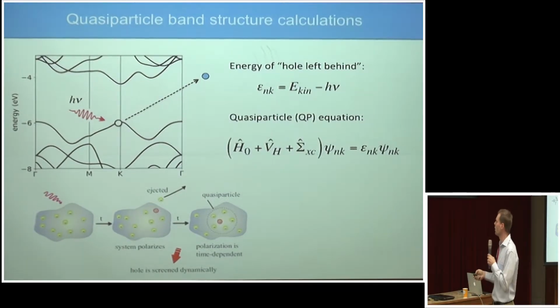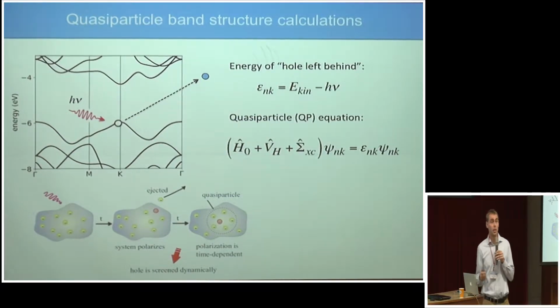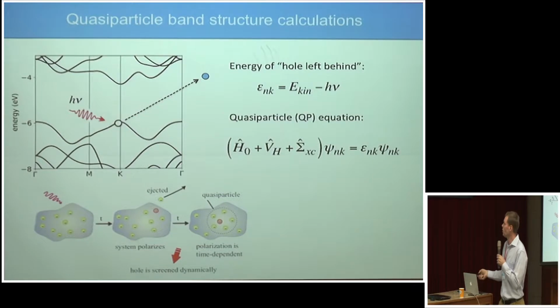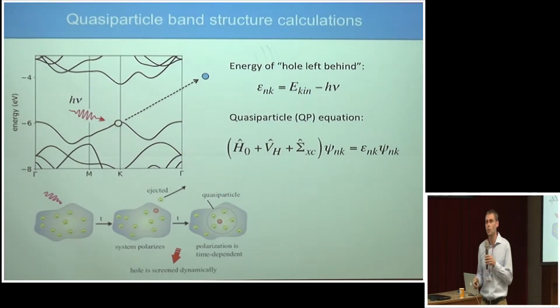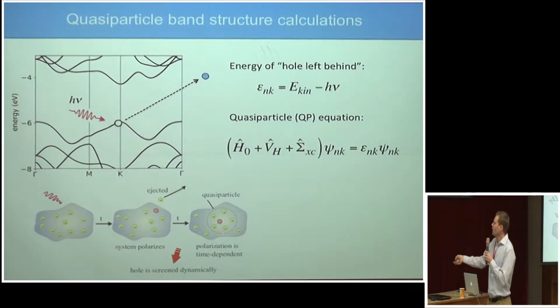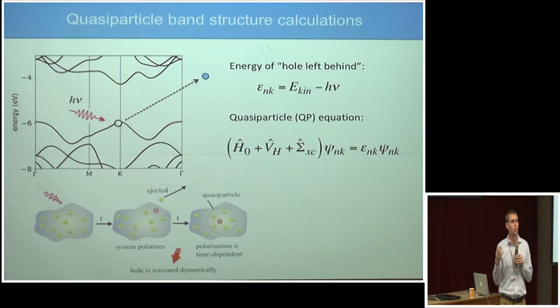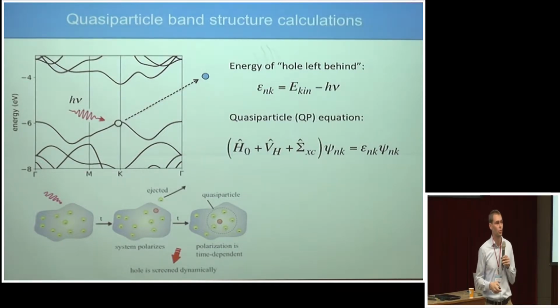So the way we calculate the quasi-particle energies is by solving the quasi-particle equation, which is the non-interacting part of the Hamiltonian, the Hartree potential, and then this exchange correlation self-energy. In DFT, we approximate this by a local exchange correlation potential, but the problem with this approach is that it does not capture the formation of the quasi-particle. So the screening here, which is essential in order to get good quasi-particle energies, is not correctly captured by these mean field approaches like DFT.